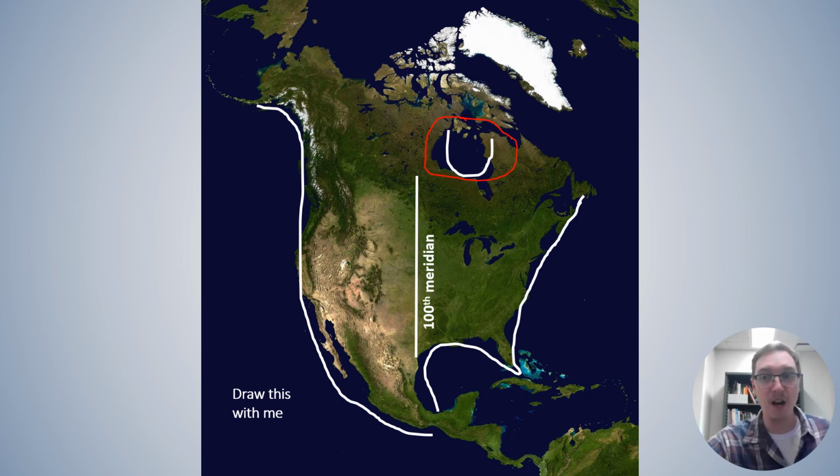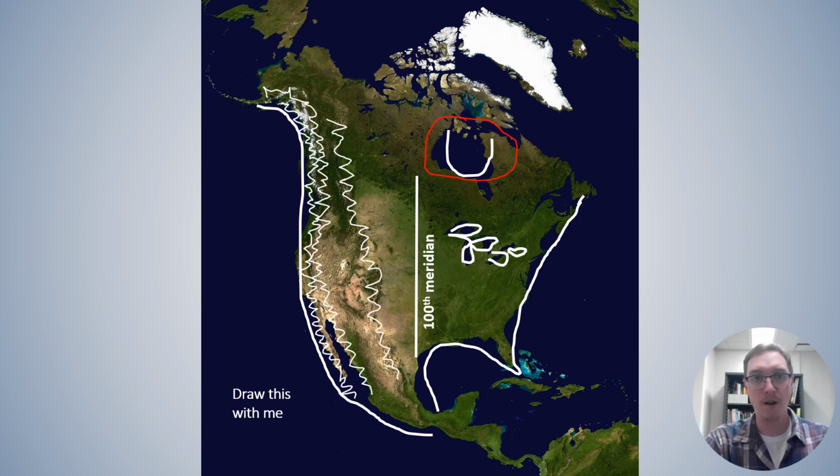Add this line. This is the 100th meridian. So this is the line that we are going to basically say denotes a shift from the humid east to the arid west. So draw that line in. Throw the Great Lakes in there, give them their due. And then throw in the 3 dominant mountain ranges: the Rockies, the Sierra Nevada, and the coastal ranges. Get those all in. All right, once you've got all this, go ahead and advance to the next slide.